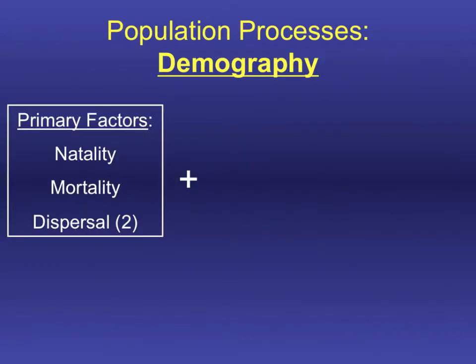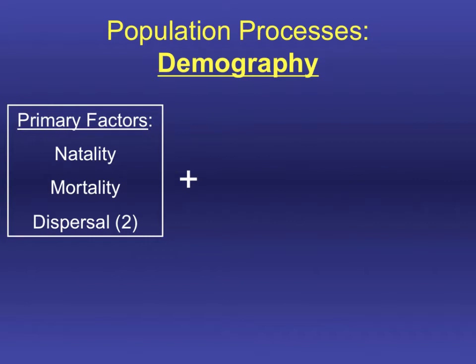The next thing we're going to look at is something called demography. And demography is where we study the overall population processes. So when we're trying to figure out the overall size and distribution of a population, there are some primary things we're going to look at. These would be things like natality, and another way of saying natality that's not quite as fancy is just saying birth rate. Mortality is the same as death rate.